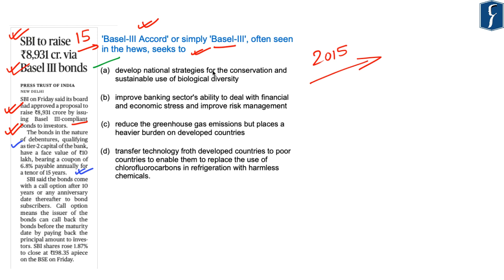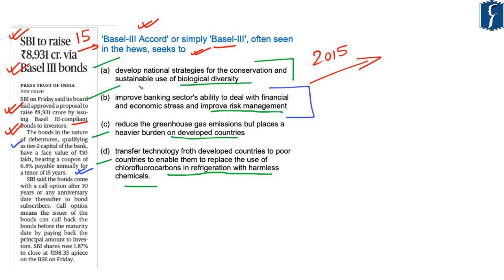Options were A. Develop national strategies for the conservation and sustainable use of biological diversity. B. Improve banking sector's ability to deal with financial and economic stress and improve risk management. C. Reduce the greenhouse gas emissions but places a heavier burden on developed countries. And D. Transfer technology from developed countries to poor countries to enable them to replace the use of chlorofluorocarbons in refrigeration with harmless chemicals. So we see that four different kinds of options were provided in 2015, and here the correct answer was B. That is, to improve banking sector's ability to deal with financial and economic stress and improve risk management.